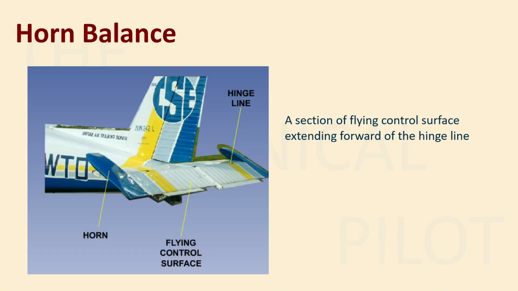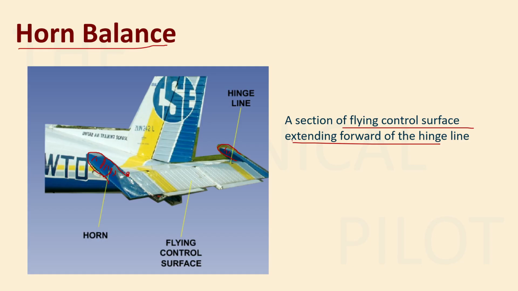All right, so next is the horn balance method. In the horn balance method, we use a horn. What is a horn? This portion that you're seeing, which is ahead of the hinge line, is known as a horn. We have one horn on this side and another one on this side. These are just flying control surfaces which extend forward of the hinge line.